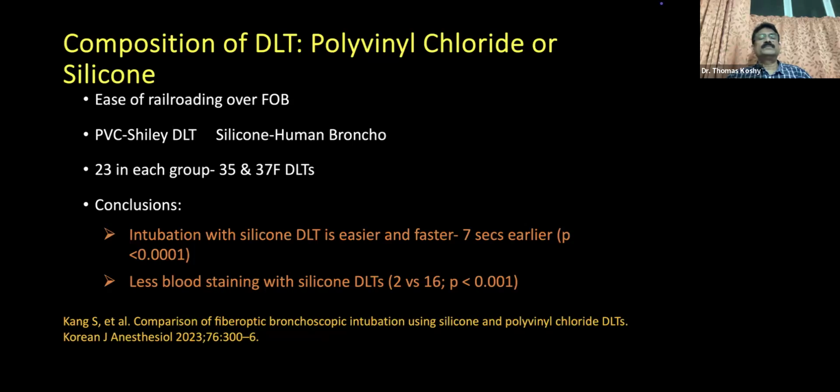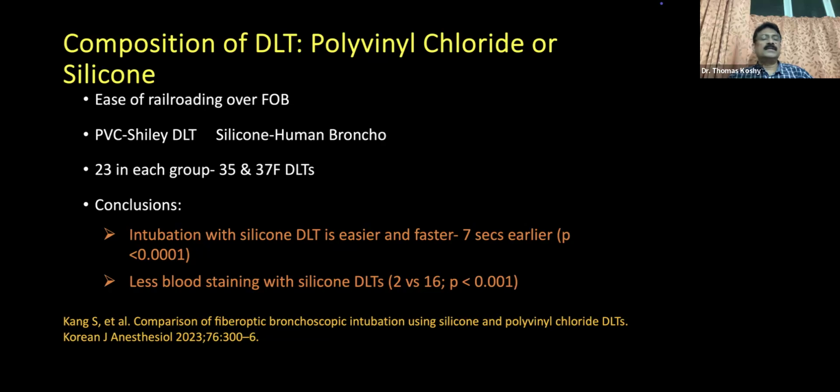Now, a new double lumen tube is available in the market. Instead of PVC, this is made of silicone. This study came last year, comparing the silicone double lumen tube with our conventional PVC double lumen tube. The study was to assess the ease of rail loading over the FOB. The tubes studied were the Shiley DLT and the Humacoe, which is the silicone one.